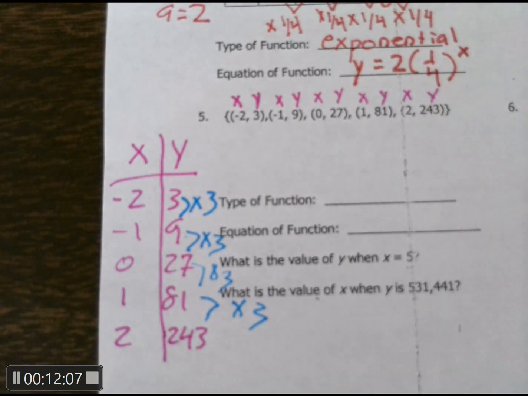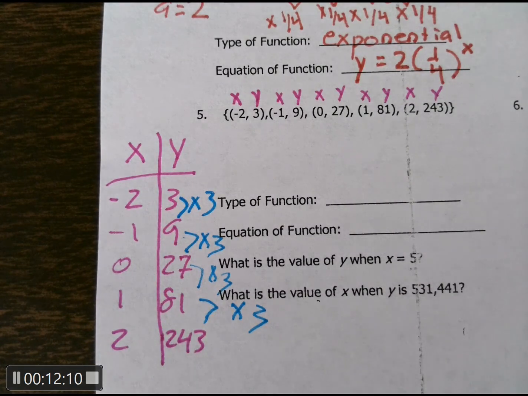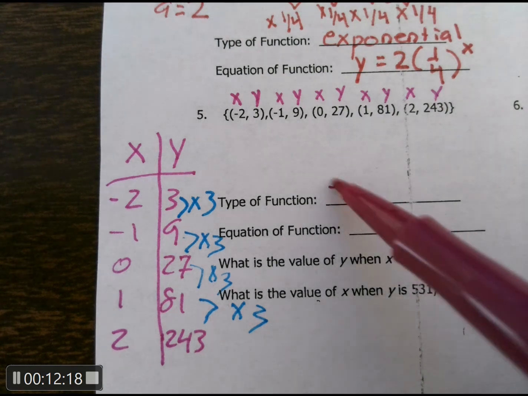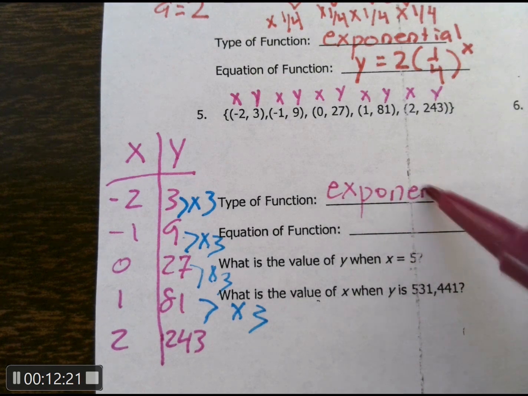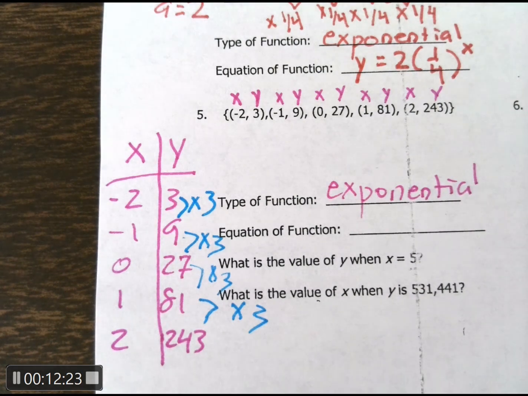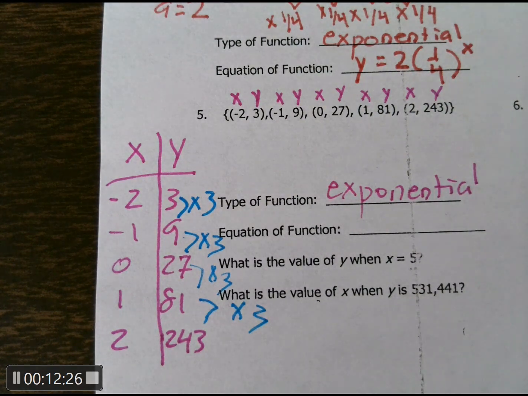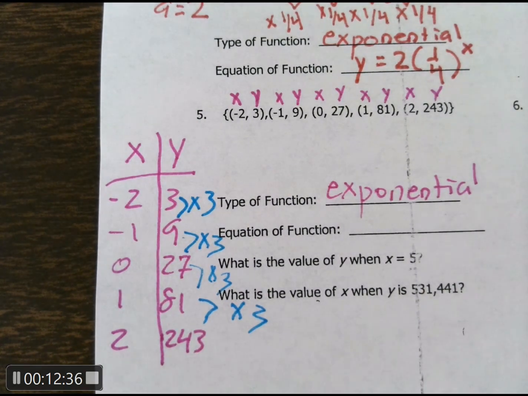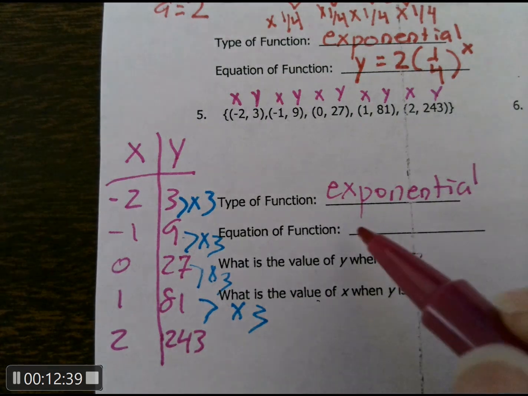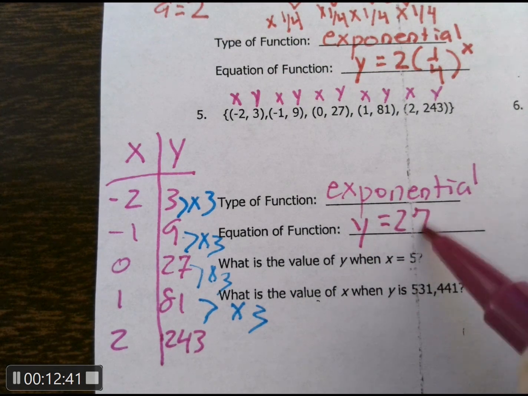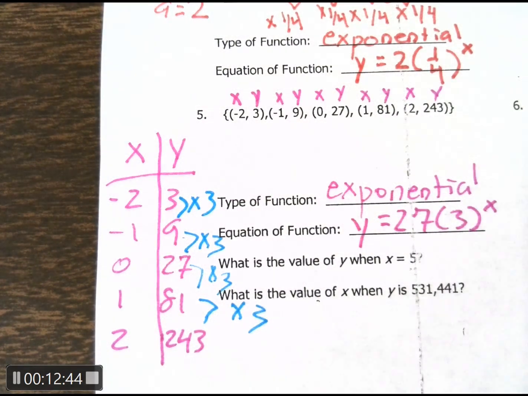Because 3 times 3 gives us 9. Alright, and 9 times 3 gives us 27. So what type of function are we looking at? We are looking at an exponential function, because each time we multiply. So then what's our equation of our function? You guys try it. Alrighty, so you should have gotten y equals 27 times 3 to the x.